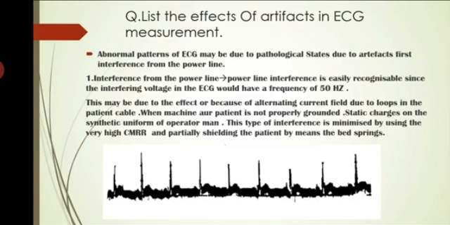Power line interference is easily recognizable since the interfering voltage in the ECG would have a frequency of 50 Hz. This may be due to the effect of an alternating current field because of loops in the patient cable. When the patient is not properly grounded, then also we get interference from the power line.